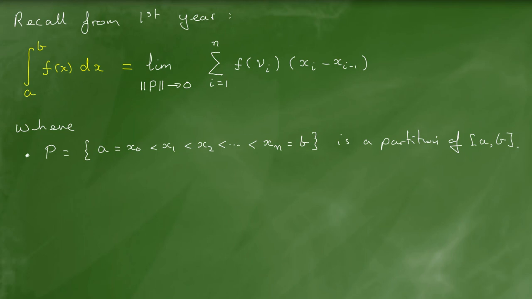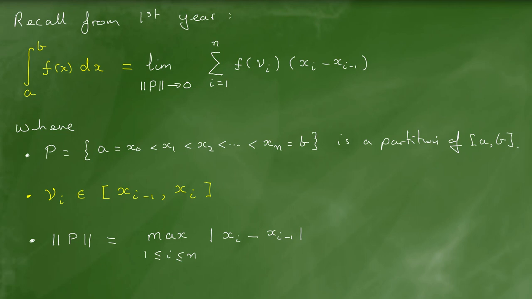And then what do we mean by the size of the partition P? Because we take the limit as the size of the partition tends to zero. So the size of a partition is the maximum difference between an xi and an xi minus 1. Or if you like, it's the maximum absolute value of xi minus xi minus 1. And that is recalling then of what we met in first year as the formal definition of an integral. So now let's start on a proof of the theorem.